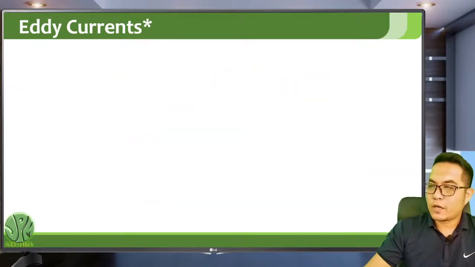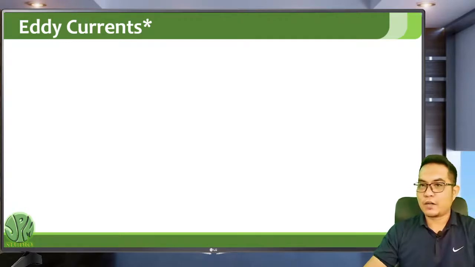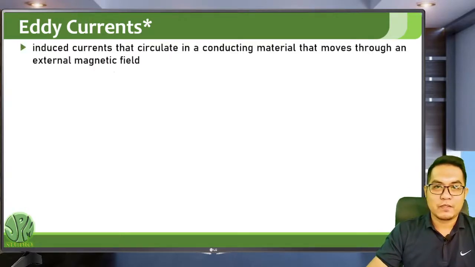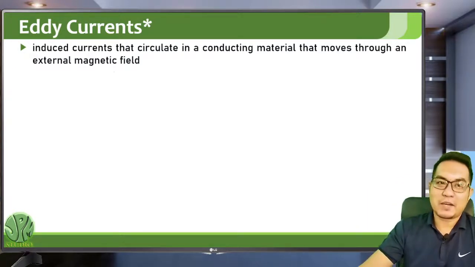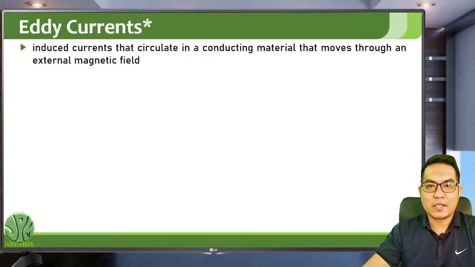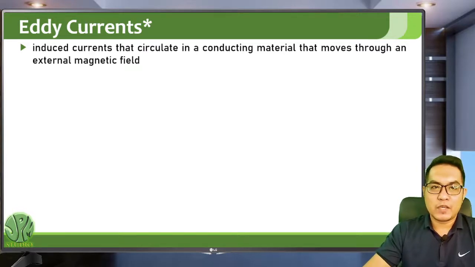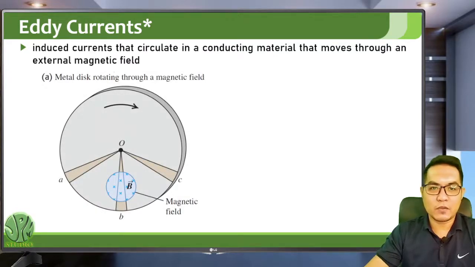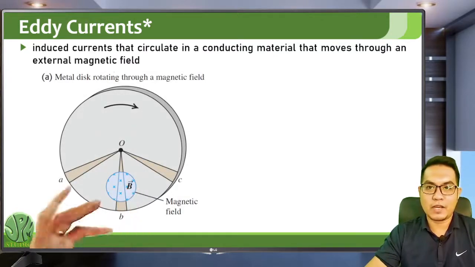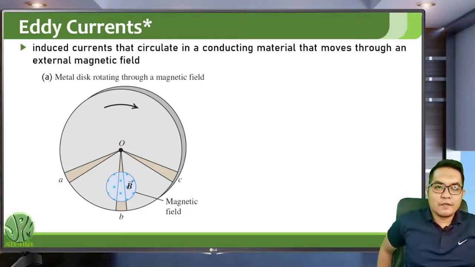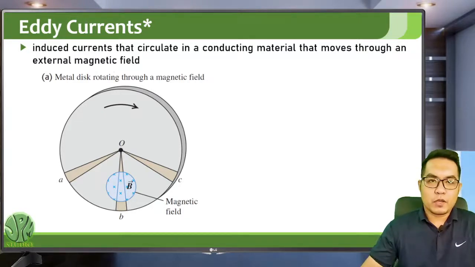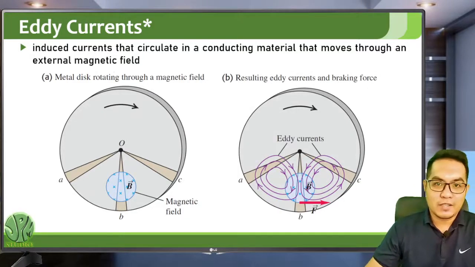So moving on to another topic. These topics are actually now optional, so you may or may not view these topics. Eddy currents are the currents that circulate in a conducting material, a conductor or metal, that moves through an external magnetic field. If you have a metal disc rotating through a magnetic field, for example a CD or DVD, this will cause swirling currents called eddy currents.